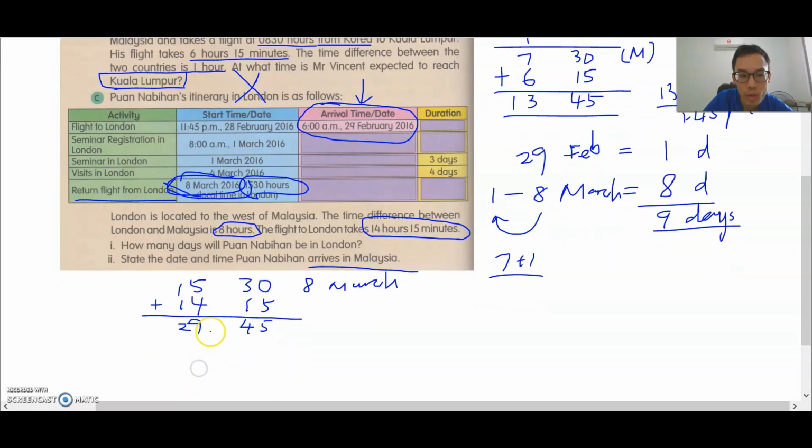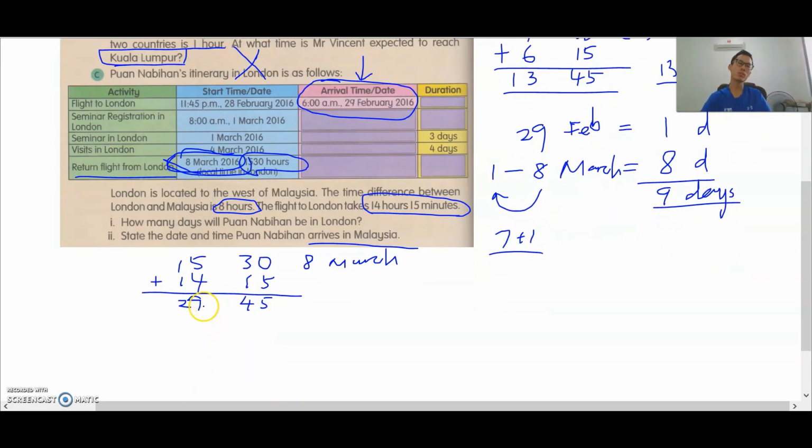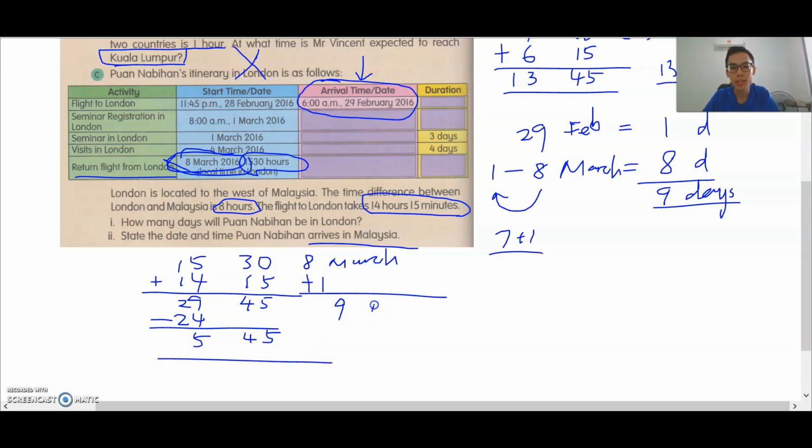Again, this is more than 24 hours. There are only 24 hours in one day. So we minus 24 hours. Then we have to plus 1 day. So 8 of March, you plus 1 day, it becomes 9 of March. So the time, the date that she arrives in Malaysia is 5:45 a.m. The date will be 9 of March 2016.